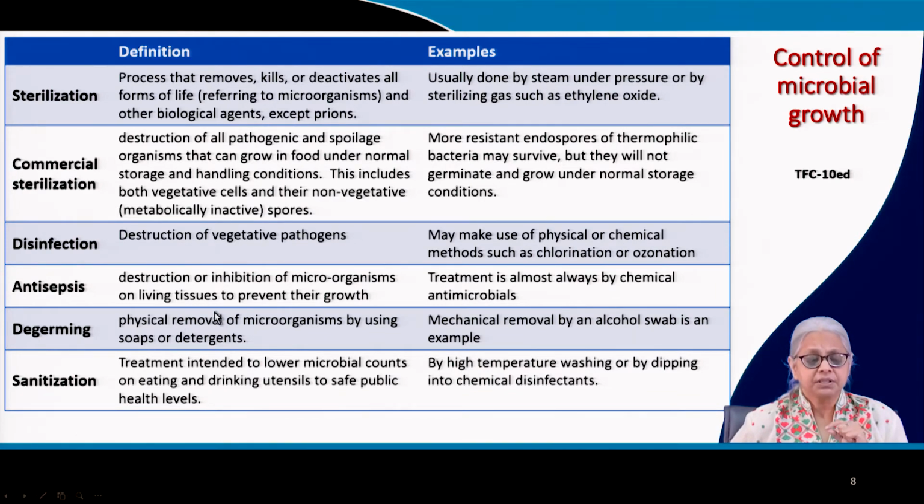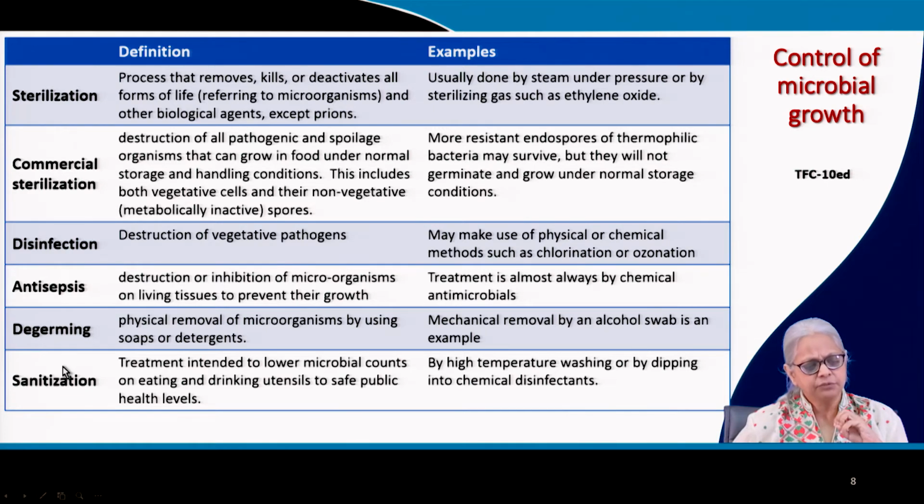Degerming is the physical removal of microorganisms using soap or detergent. Mechanical removal by an alcohol swab is also considered to be degerming. So anytime you go for an injection or for getting a blood test done, they will always use an alcohol containing swab to clean the area prior to inserting the needle. So these are examples of degerming.